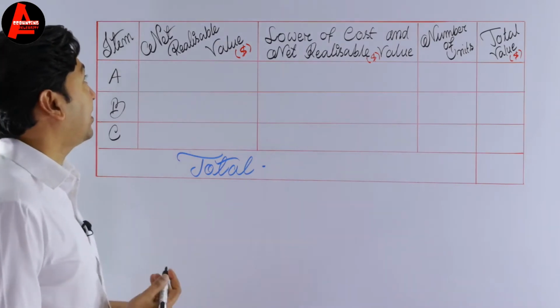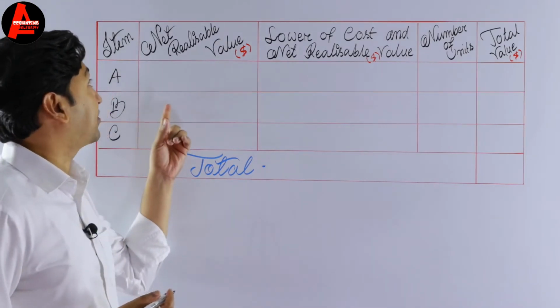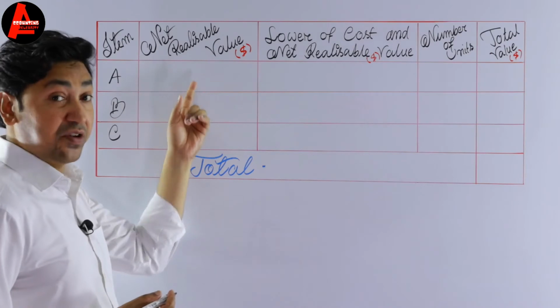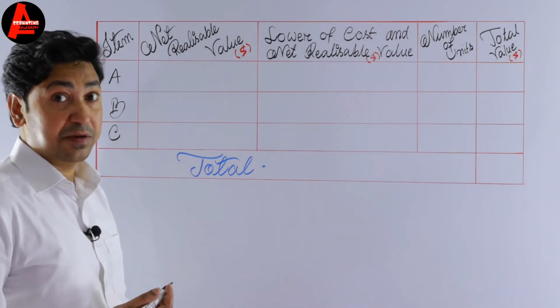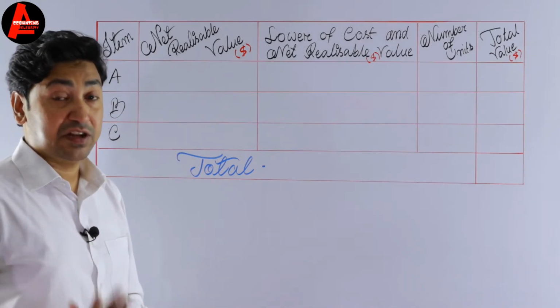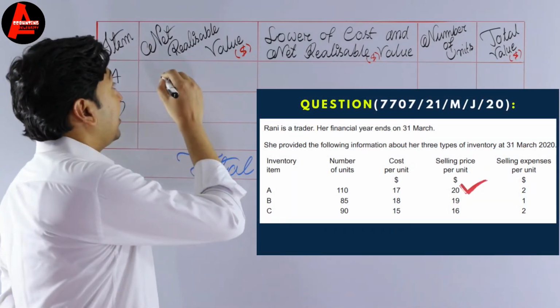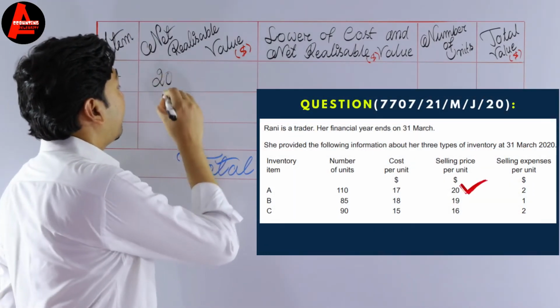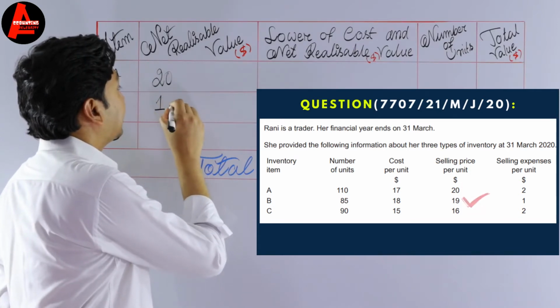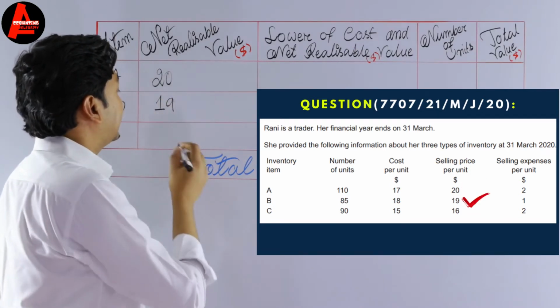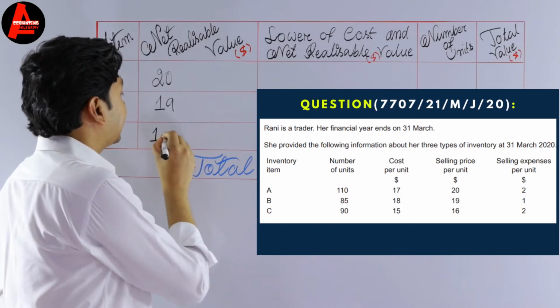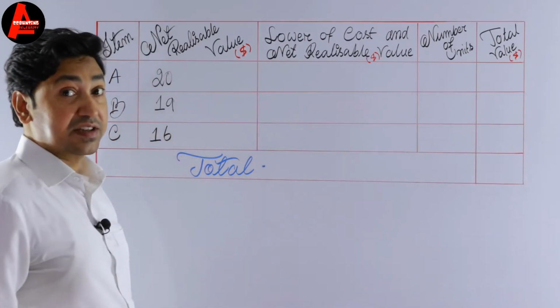Here, this column is for selling price. Net realizable value means here we have to write the selling price. So what is the selling price in the question? For A, the selling price is 20. Then for B, the selling price is 19, and for C, the selling price is 16. Now let us have a look at the question.